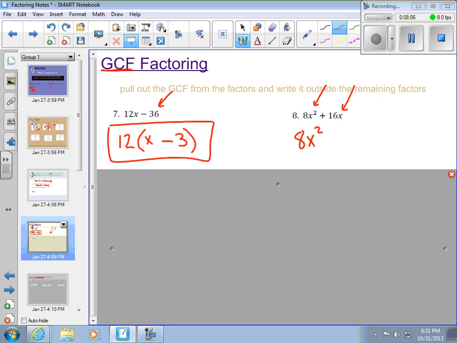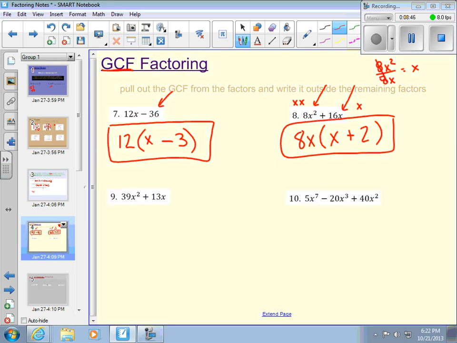Can we pull out an x squared from both of these? No. Although our first term has 2 x's, our second term only has 1 x. So the biggest number of x's that we could divide these by would be just the single x. So now we put our parentheses and we figure out what's left over. If we take 8x squared and divide by 8x, which is our greatest common factor, what would be left over? X squared over x, there would be just a single x left. So x goes in the first one. 8x times what is 16x? 8x times 2. And there's our answer.